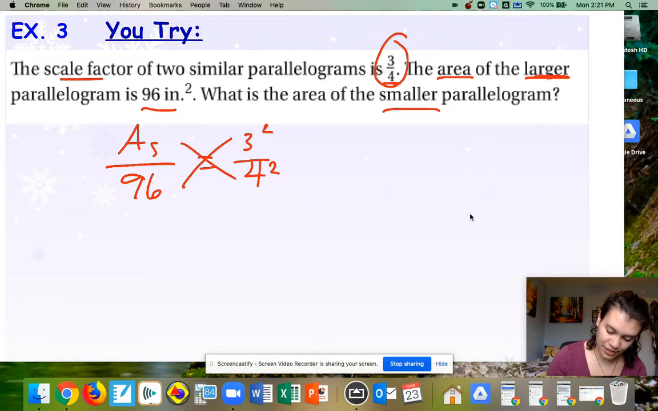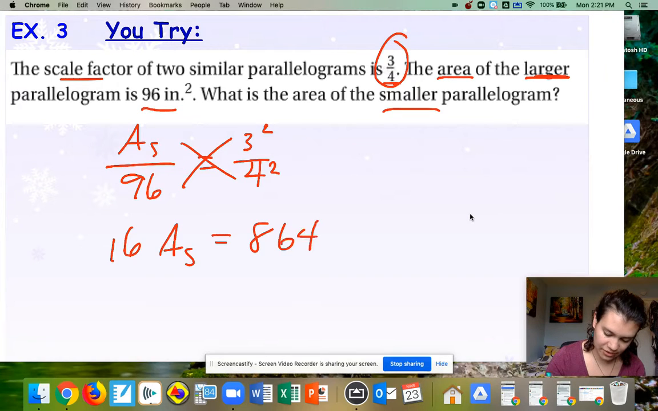So cross multiply, you get 16a, or the area of your small one. And then here we get 9 times 96, or 864. Divide by 16, and you should get 54 inches squared.